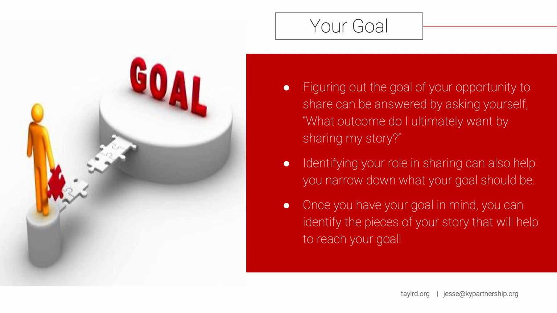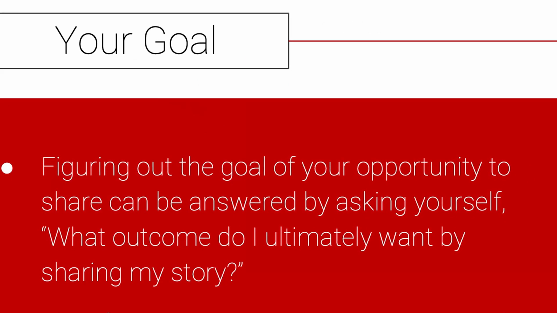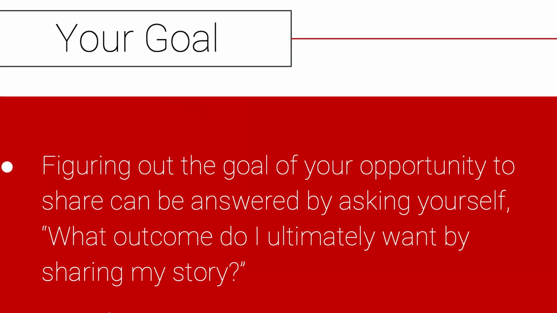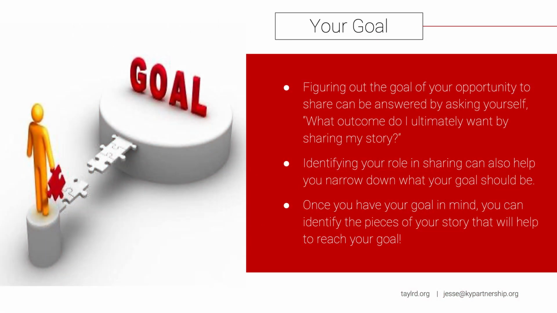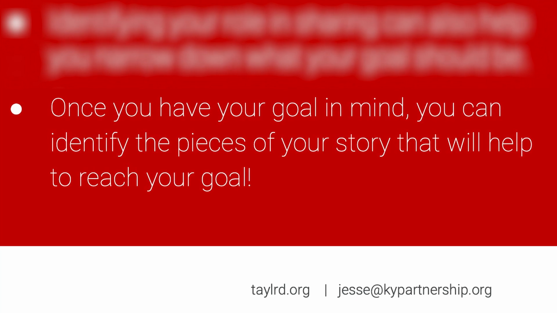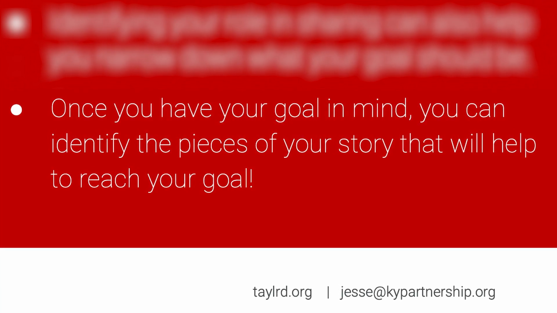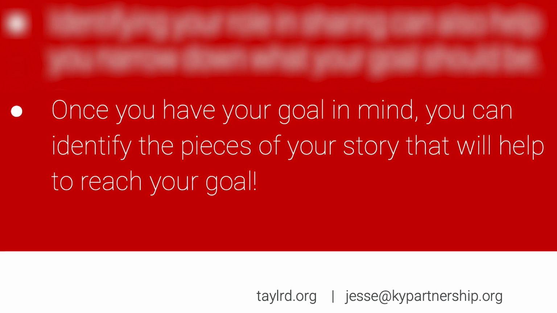A simple question to ask yourself in identifying your goal is, what outcome do I ultimately want by sharing my story? If it is difficult to answer this question, you can also look to the hat you are wearing to help identify your goal. Do you need to educate, advocate, or ask for something to change? Once you have your goal in mind, you can start to think of the pieces of your story that can help you communicate your ask and get the outcome you want.